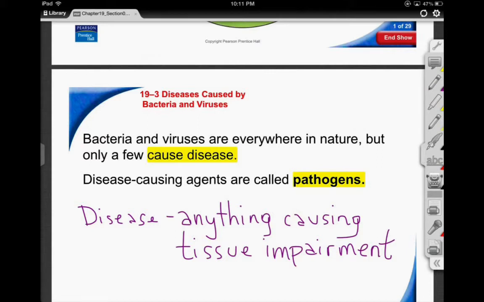But if a disease is anything that causes tissue impairment, you have to understand that our bodies have an unfortunately nasty habit of attacking themselves. So there are these diseases, and this comes up later, called autoimmune diseases, where our immune system, unfortunately, kind of goes on autopilot and makes some mistakes and attacks itself. And I want to really get that out of the way before we get much further.